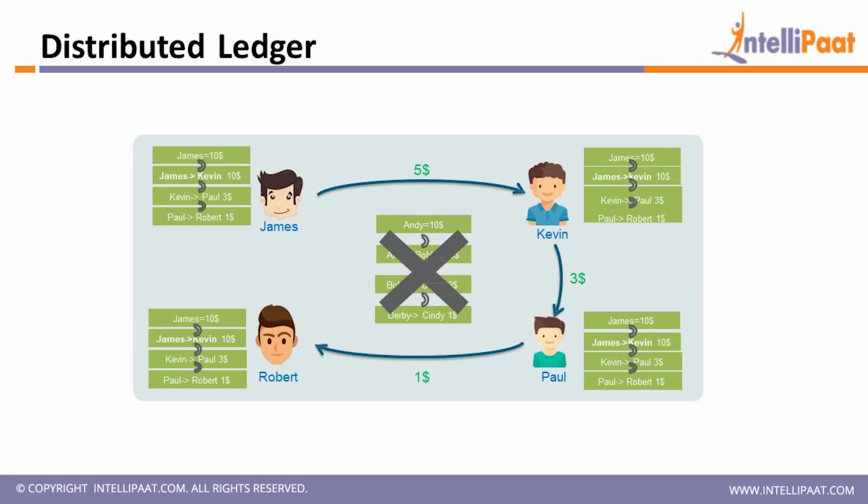Here in the example you can see James, there are three transactions. James sends $5 to Kevin, and that is recorded in the ledger of each node: James, Kevin, Robert and Paul. Then Kevin transferred $3 to Paul. That is also recorded, and similarly other transactions will also be recorded in each node's ledger.